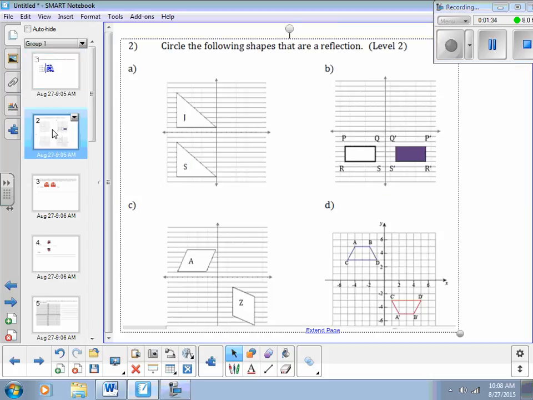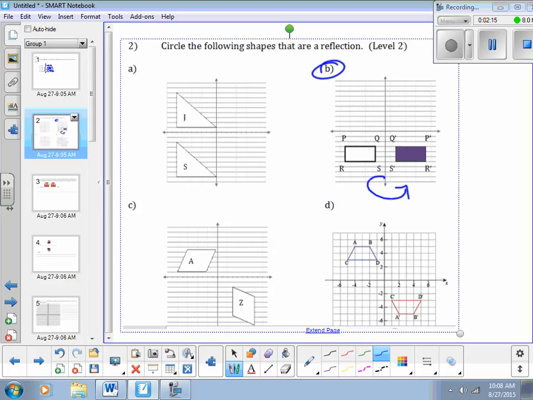This one was a multiple choice question. That one's pretty simple. You don't have really any work to show me. All you've got to do is tell me which ones. It says circle the shapes that are a reflection. That doesn't mean there's only one possible answer. It could be two, could be three, or it could be all of them are a reflection. The ones that are a reflection: B is a reflection. And that's it, just B.